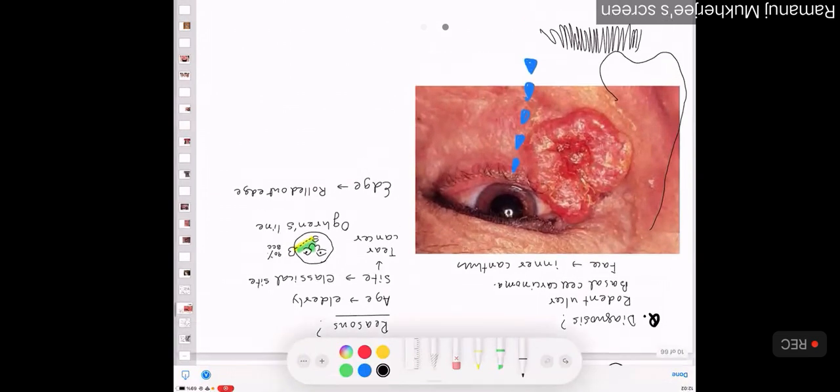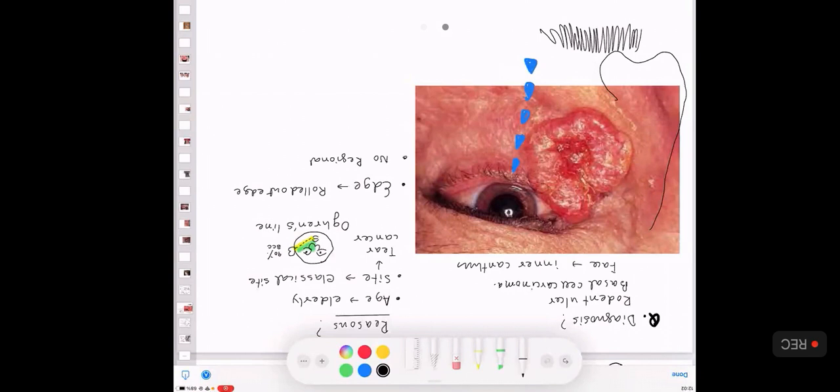Okay. So the reasons are: it occurs in the elderly, the site is the classical site, the edge is rolled out, and there is no regional lymph node involved. We'll come to each point of discussion one by one. Please tell me when you have completed writing. Please. Completed?